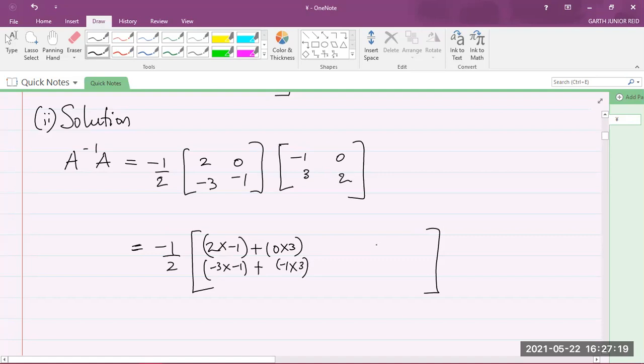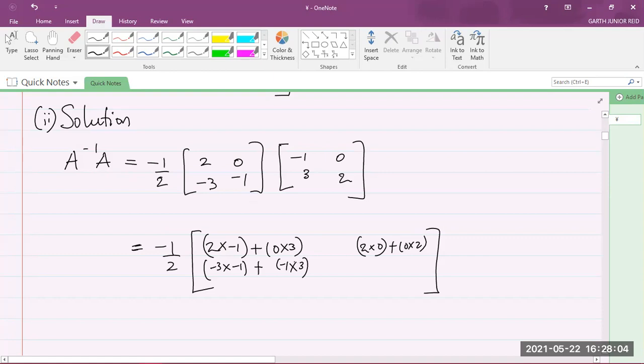So we're finished with the first column. Let's now deal with the second column. I'm going to multiply the first row by the second column. In my matrix, this element would be in the first row, second column. So what would my entry be now? That would be 2 multiplied by 0 plus 0 multiplied by 2.